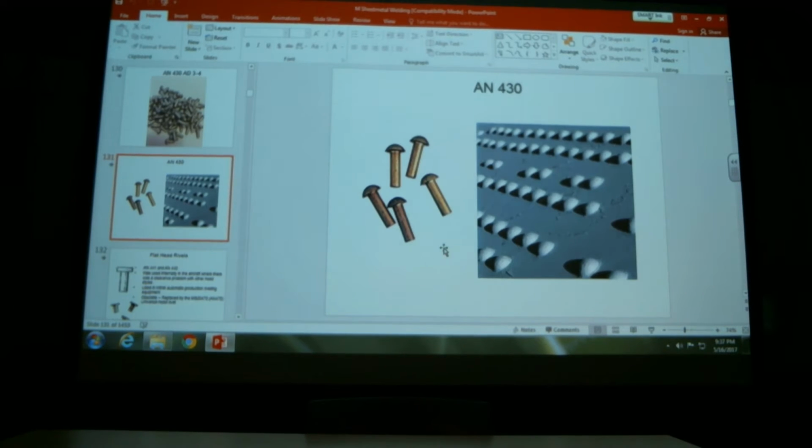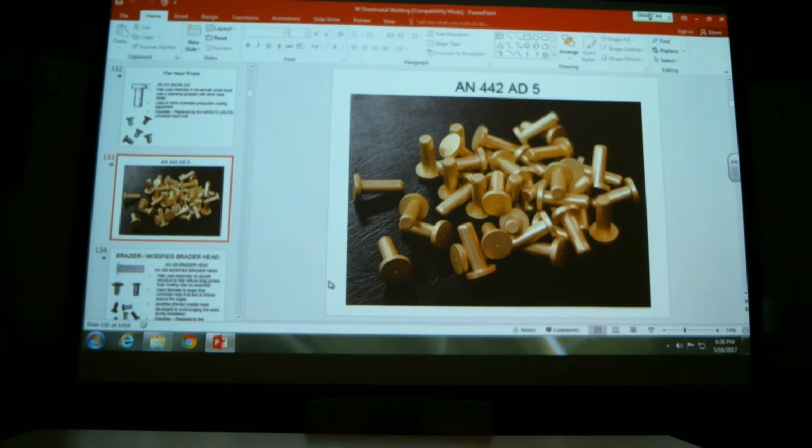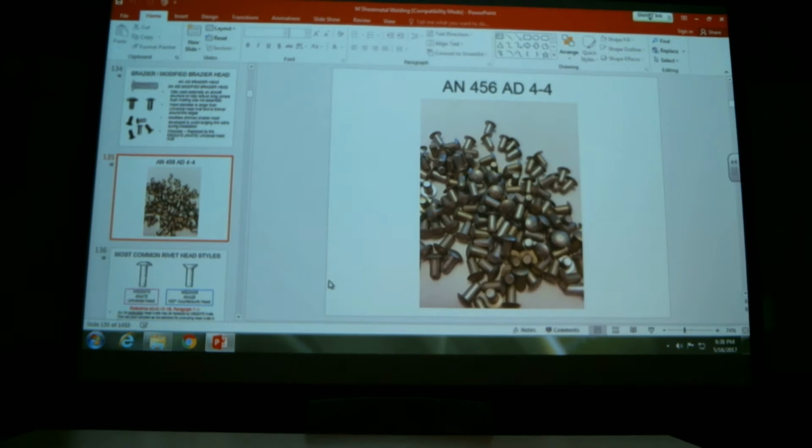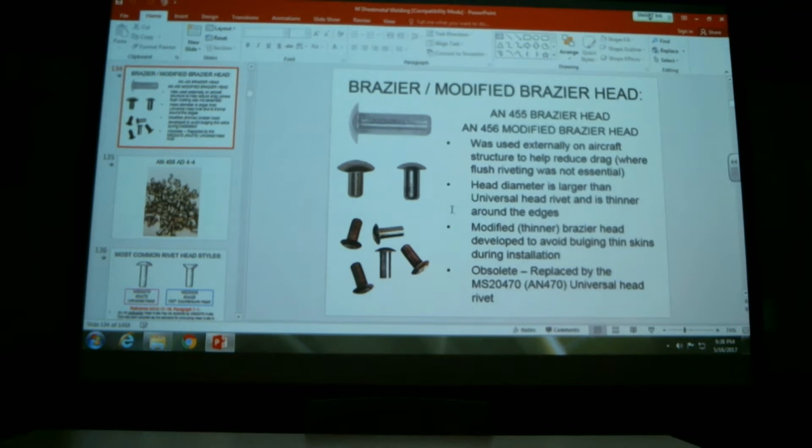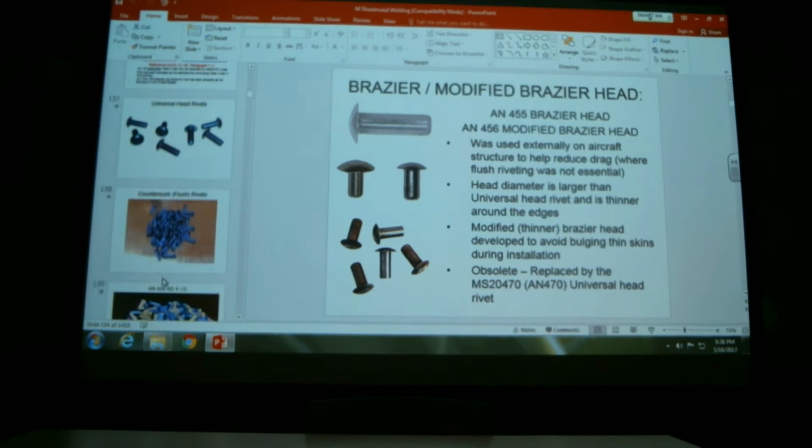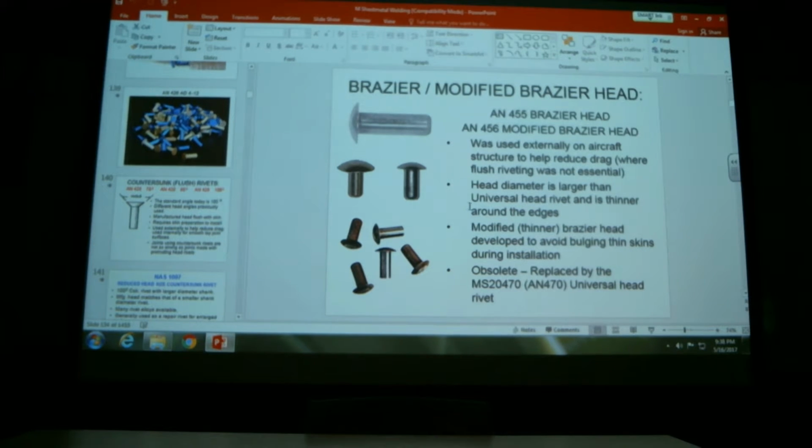How are rivet diameters sized? What increments? 32nds. 32nds of an inch. Very good. The universal head rivet has what number assigned to it? 470. How about the 100-degree countersunk? 426. How are countersunk rivet lengths measured? Would it be overall length or from under the head to the bottom of the shank?